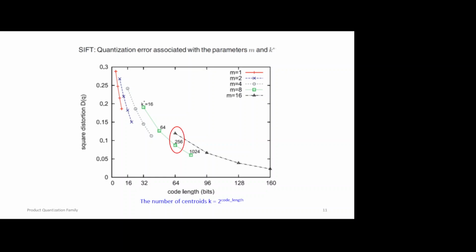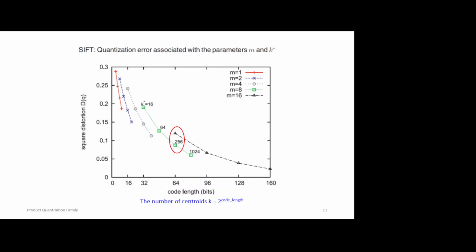First, we check the green line. On the green line, you see the K star. K star is the number of centroids in each subvector, from 16, 64, and 256. The green line is 8. N is 8. So it means the original space is segmented into 8 segments, and in each segment we use 256 centroids.